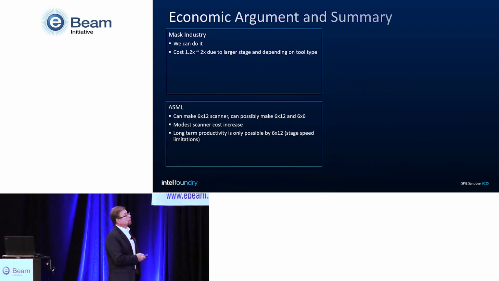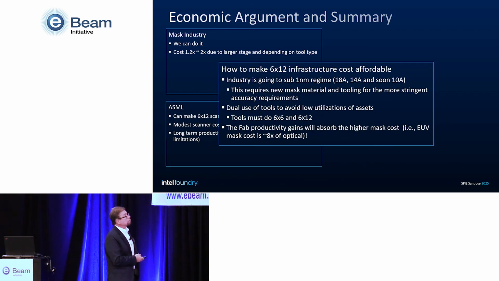All right. Then how do we make this infrastructure affordable? And I'll share with you my thoughts. So we're going to the 1 nanometer regime. And just to get everybody oriented, at Intel we use the terms angstrom, 18A, 14A, 10A. So 10A is equivalent to the 1 nanometer.